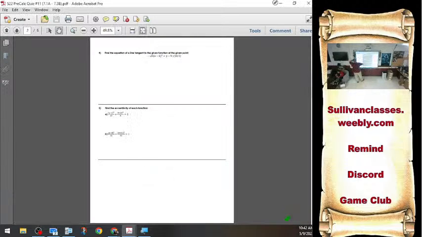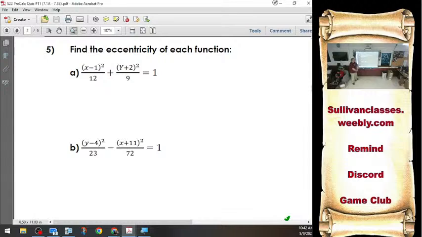Flip to the back. We got time. Skip to 5. Do you remember what eccentricity is? C over A is how you find it. What is it? It's a ratio. How much? How stretched out is it?